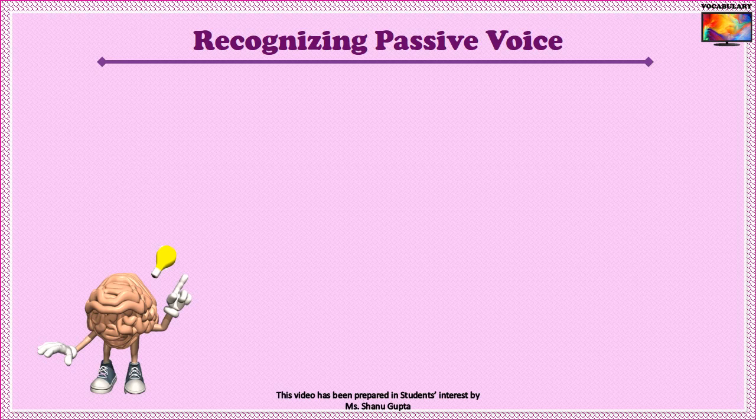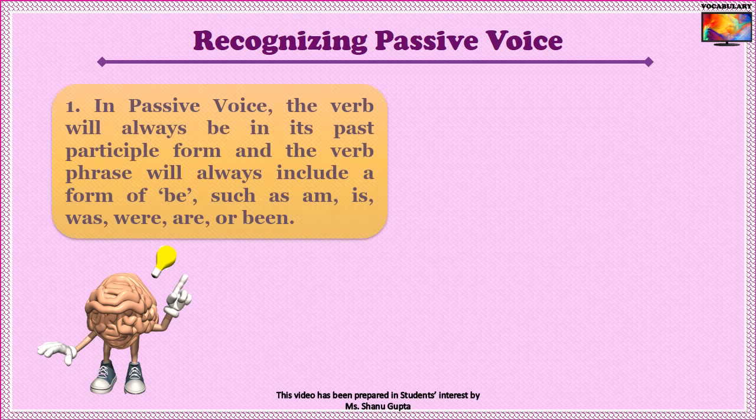So that brings us to the end of this video. As a quick recap of the lesson, here are a few handy tips that will help you in questions on active to passive conversions or vice versa. The passive voice expressions can be easily recognized because the verb will always be in its past participle form and the verb phrase will always include a form of be, such as am, is, was, were, are, or been.